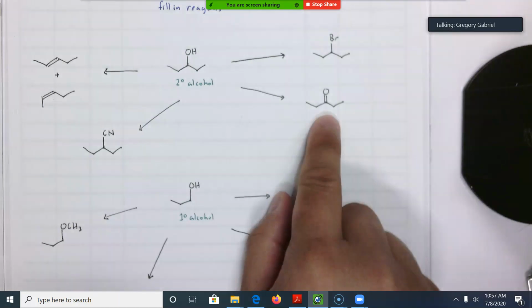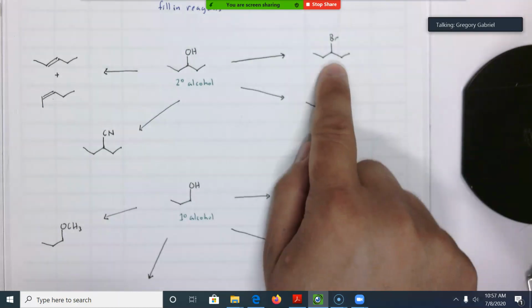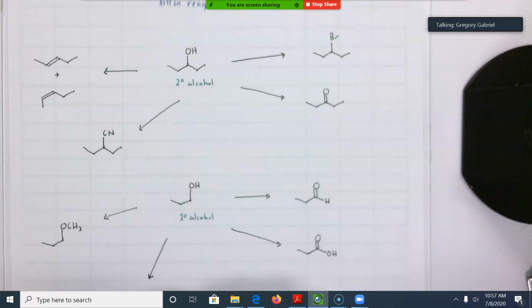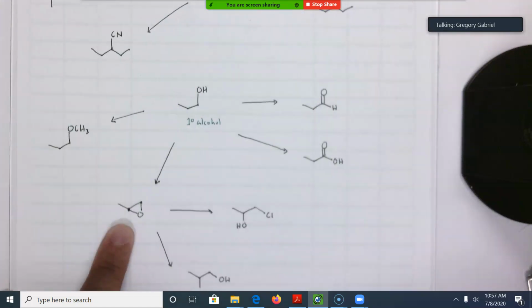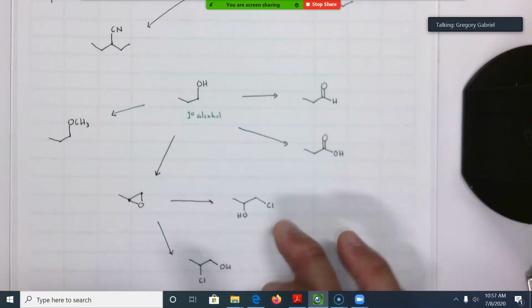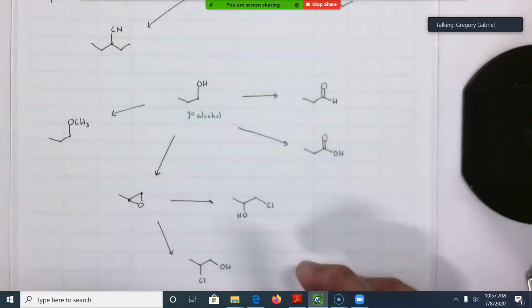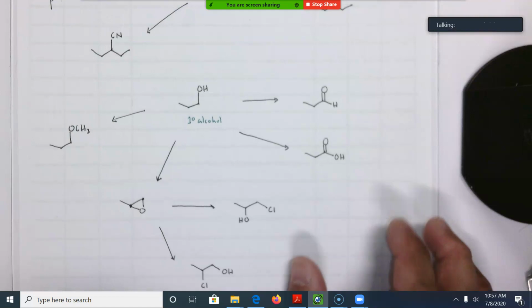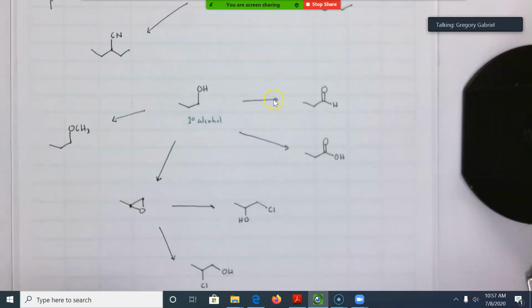This is oxidation. This is substitution. This is elimination. This is ring opening of an epoxide under, I'm not going to tell you, one of them is under acidic conditions, one of them is under non-acidic conditions. Okay. Are there any questions about that?